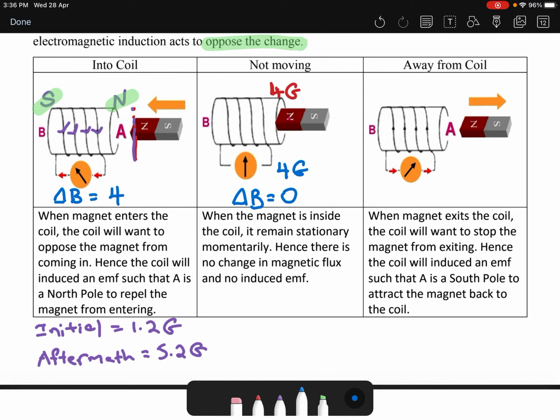Okay, so last but not least, I'm moving my magnet away from the coil. Initially, the coil experiences a magnetic field strength of maybe 4 Tesla. After that, since I move the magnet away, the coil of wire will experience a lesser magnetic field, about maybe 2 Tesla.